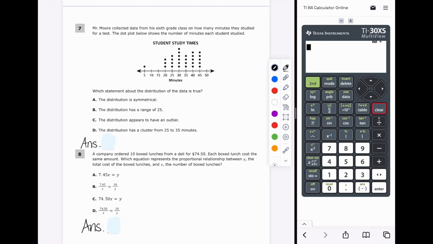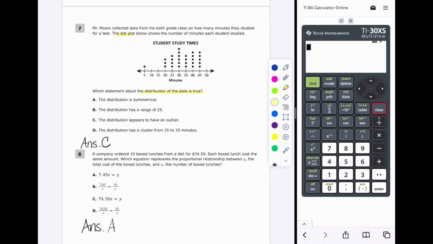Let's look at number 7 and 8. The answers are C and A. And let's start by going over them. Okay, with the first one, Mr. Moore collected data from his 6th grade class on how many minutes they studied for a test. The dot plot, different because that's dots, shows the number of minutes each student studied. Which statement about the distribution of the data is true?